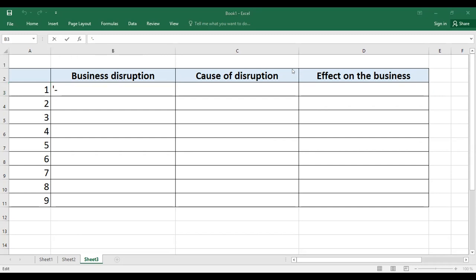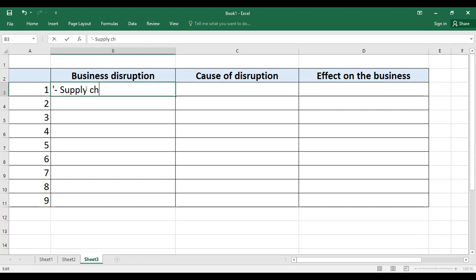Okay, shall we try some? Just watching the time. Who wants to start? So a sudden event, an acute situation. So I think one of the causes will be supply chain disruption.